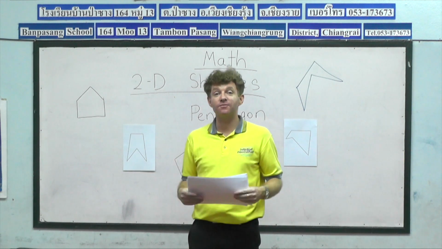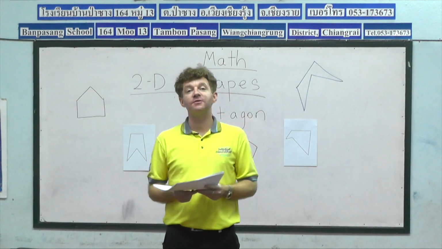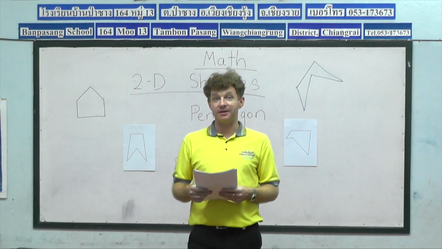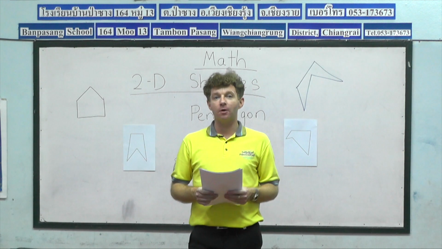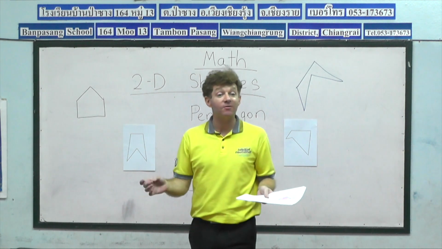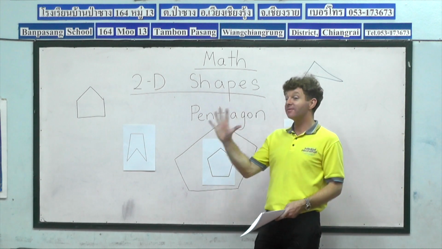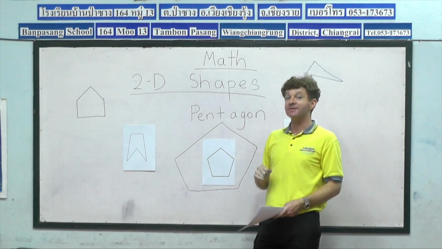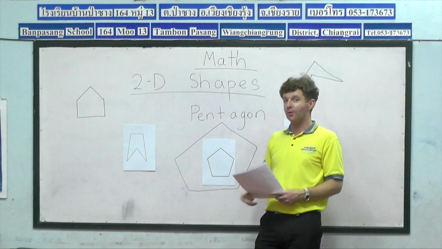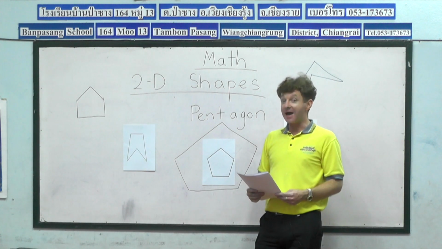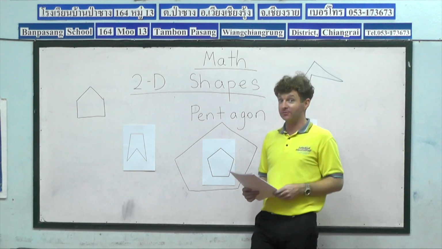And that's the end of today's lesson. So we hope you've enjoyed it and found it interesting too, learning about pentagons. So remember, if we're talking about pentagons, how many sides do we have? 5 sides. And how many angles or corners? 5 angles and corners too.